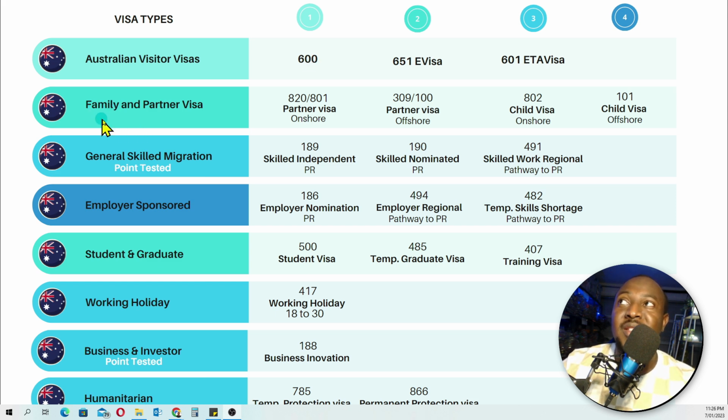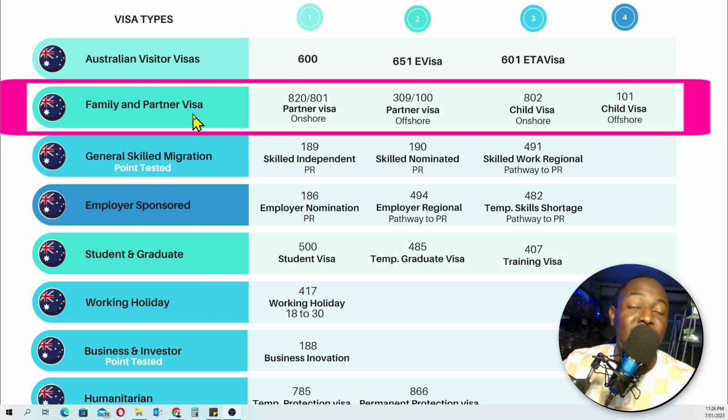All right, so the other popular one is the family and partner visa. If you've got family in Australia that are permanent residents or citizens, then you'll be able to join them. The most popular ones are the partner visas. If you're onshore, you'll be applying for the partner visa 820 and 801. The 820 is basically temporary and 801 is permanent residence. If you're offshore, that is not living in Australia, you'll be looking at applying for the visa subclass 301 and 100. The 301 is temporary and the 100 is the permanent one.